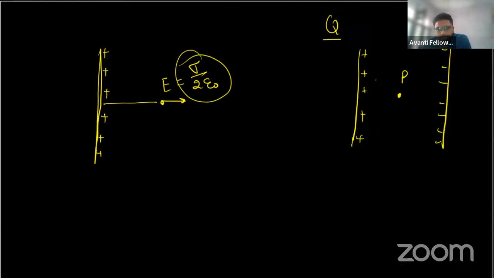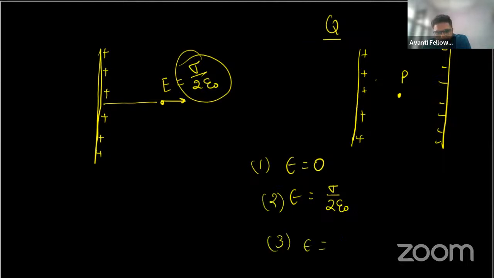And I am giving you the options: either it is 0, or sigma upon 2 epsilon naught. The third option is sigma upon epsilon naught. Tell me. Now look. Okay, okay, okay. Now let's see what is the correct answer. Got it, got it. Very good. All of you are responding.